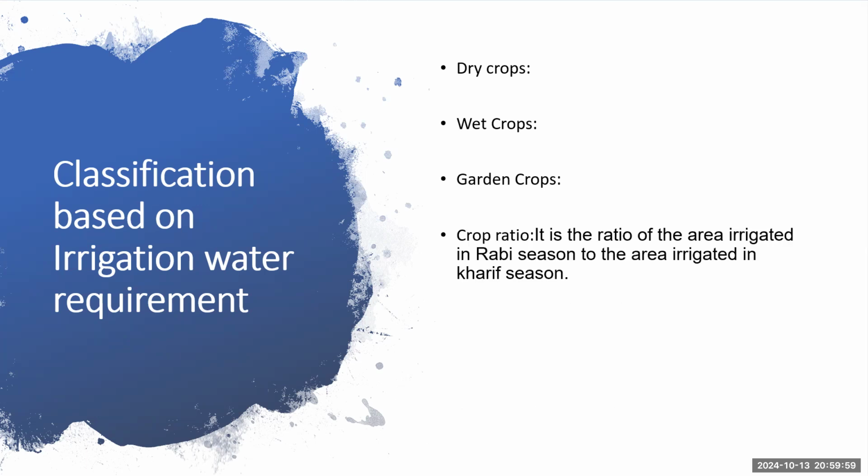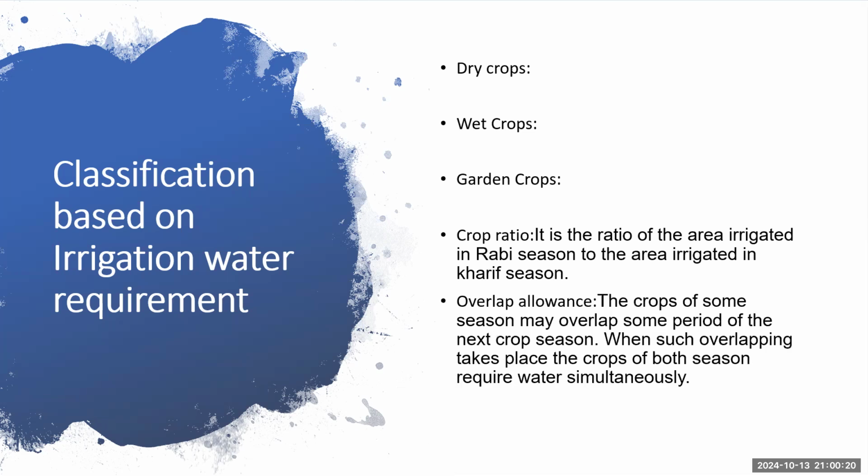There is a term crop ratio. So what is the ratio? Crop ratio is the ratio of area irrigated in Rabi season to the area irrigated in Kharif season. So how much area is irrigated in Rabi season divided by how much area is irrigated in Kharif season. That ratio is called the crop ratio.